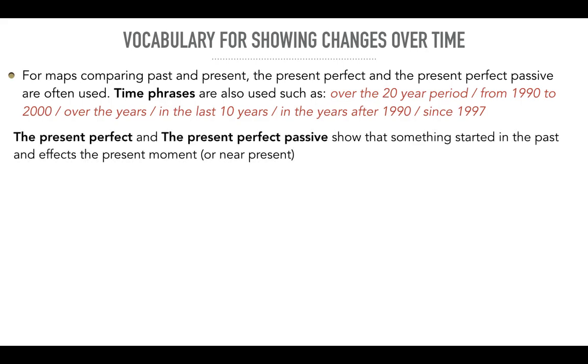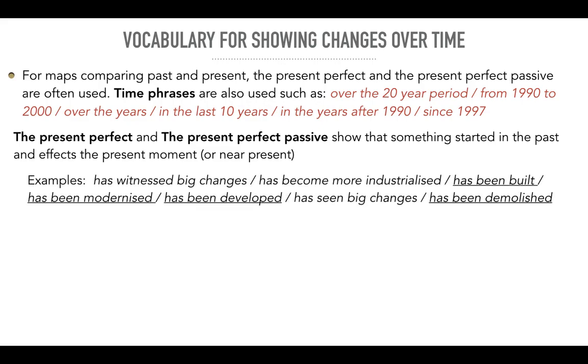So of course the present perfect and the present perfect passive show that something started in the past and it affects the present moment. So for instance, has witnessed big changes. The area has witnessed big changes over the past 10 years, for example. Or it has become more industrialized since 1997. Sorry, a new office block has been built. The area has been modernized. The area has been developed. And has been built, has been modernized, has been developed, has been demolished. This is the present perfect passive.